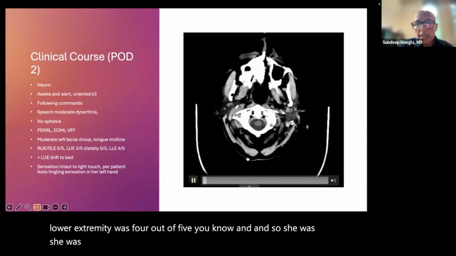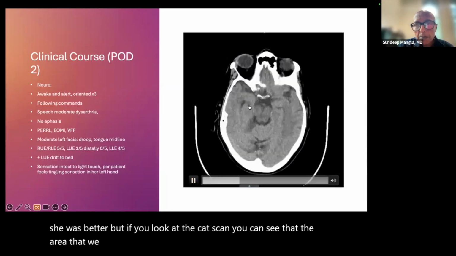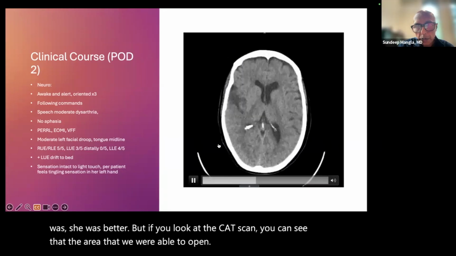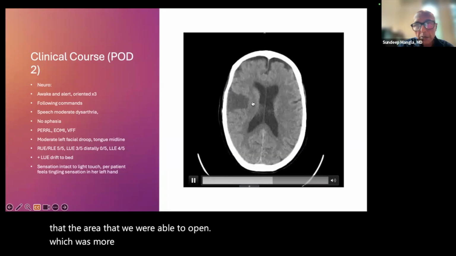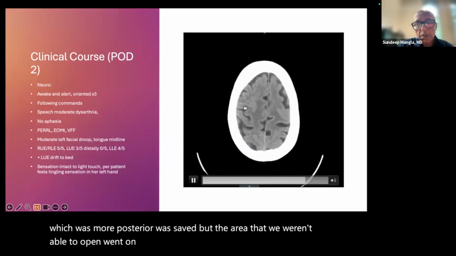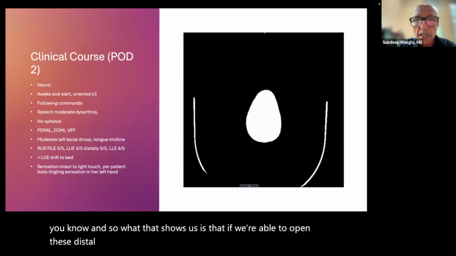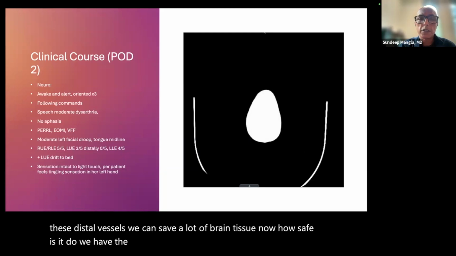But if you look at the CAT scan, you can see that the area that we were able to open, which was more posterior, was saved, but the area that we weren't able to open went on to a completed stroke. And so what that shows us is that if we're able to open these distal vessels, we can save a lot of brain tissue. Now, how safe is it? Do we have the right tools? Which patients should we go after? Those are still open questions.